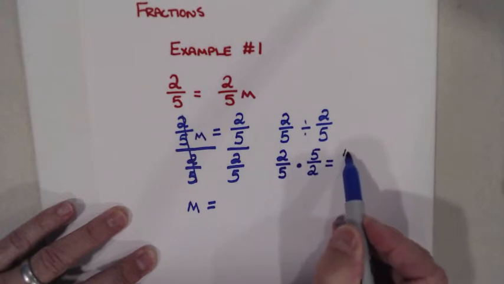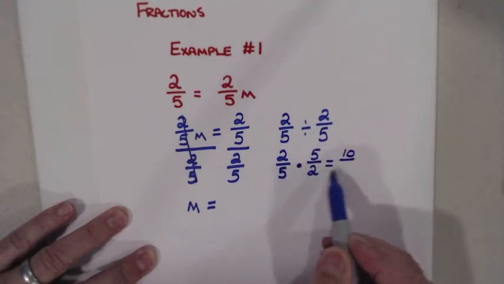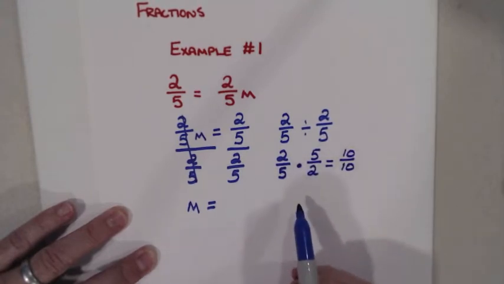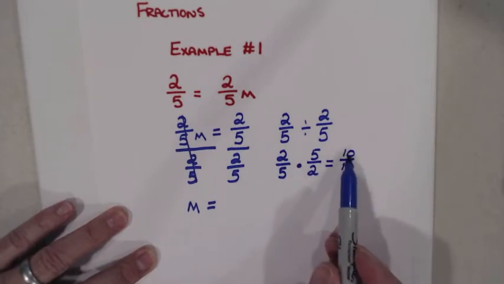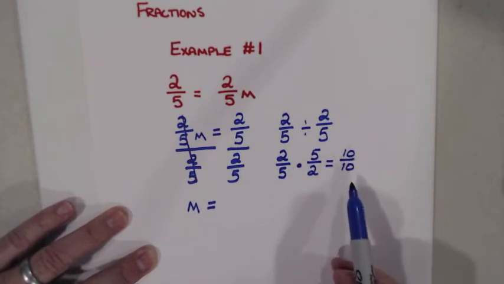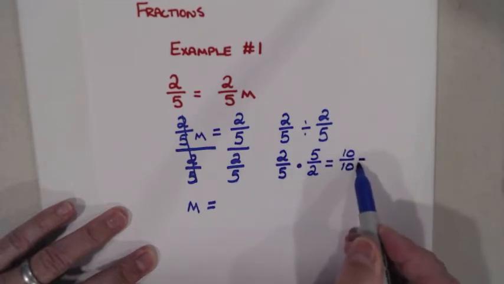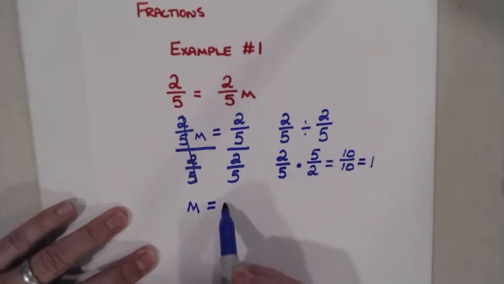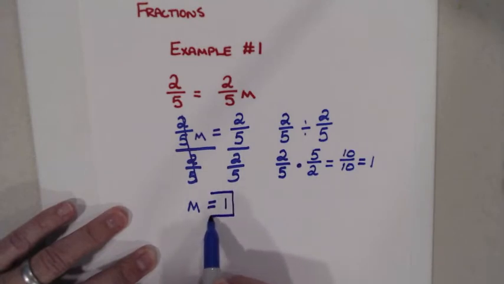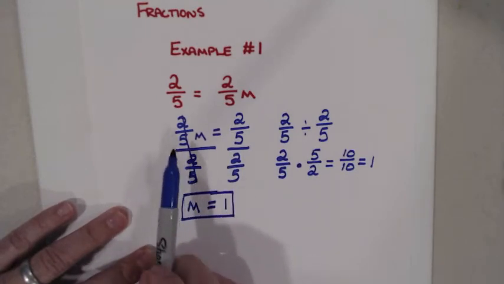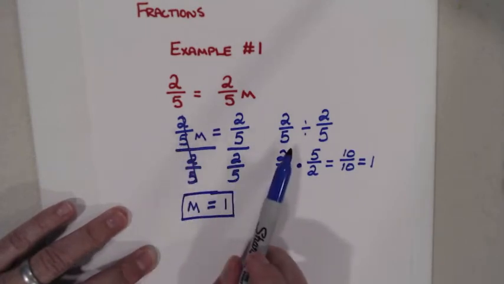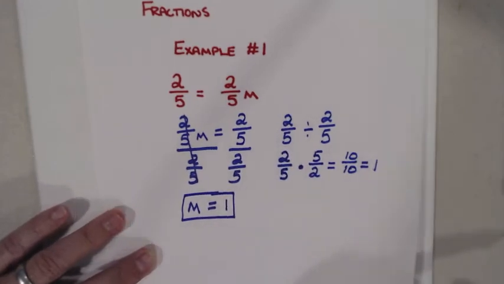2 times 5 is 10. 5 times 2 is 10. You check and see if you can actually divide these numbers before you worry about simplifying it. In fact, 10 divided by 10 is simply 1. So my answer on this one is 1. So when there's a fraction in front of it, I'm going to have to remember my rules about how to divide fractions. Let's look at another example.